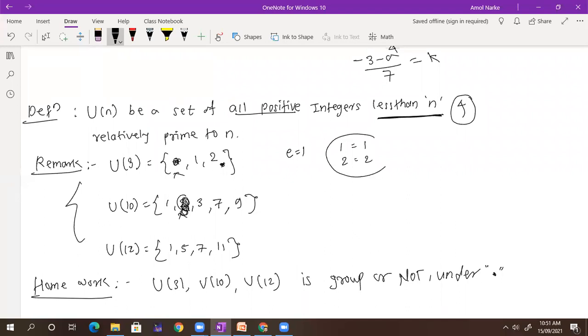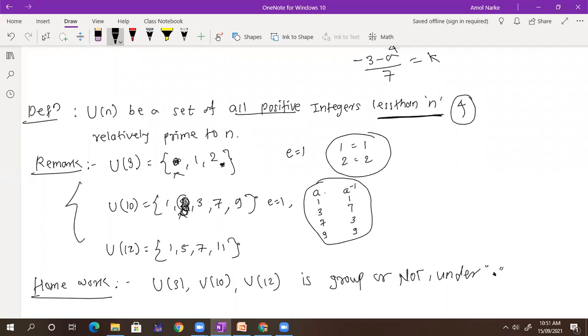So what about U10? What is the identity? 1 only. Here I have A, here I have A inverse. The inverse of 1 is 1. What is the inverse of 3? 7, because 7 times 3 is 21, and 21 mod 10 gives 1. Correct. What is the inverse of 7? 3. What is the inverse of 9? 9 only, 9 into 9 is 81. Correct. Very good.